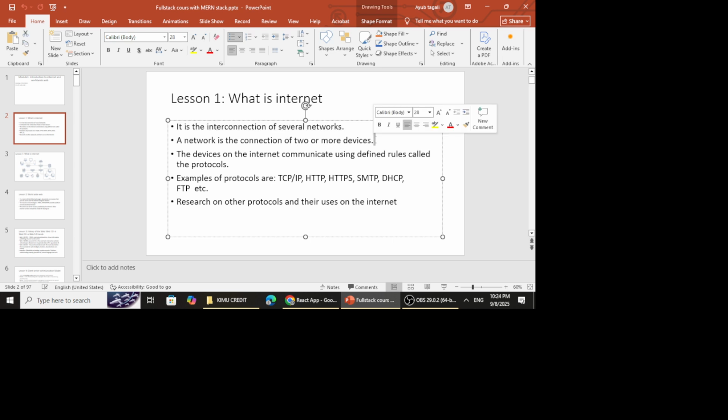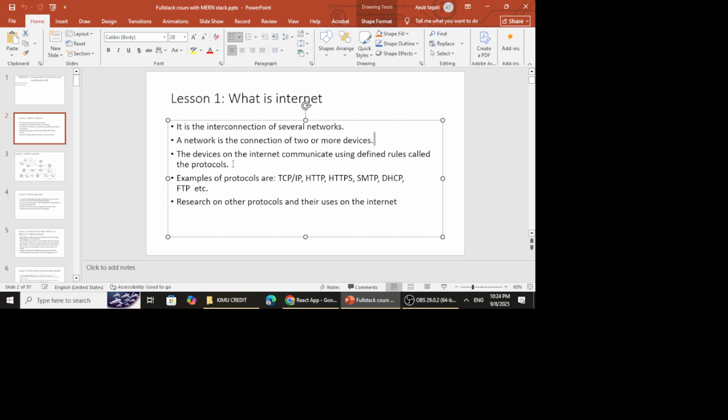And therefore, when you have so many networks connected to each other, then you form the big network, which we call the internet. The devices on the internet communicate using some defined rules called protocols. For the devices on the internet to be able to communicate with each other, they need to use rules, and these rules we call protocols. There are different protocols for different services on the internet.